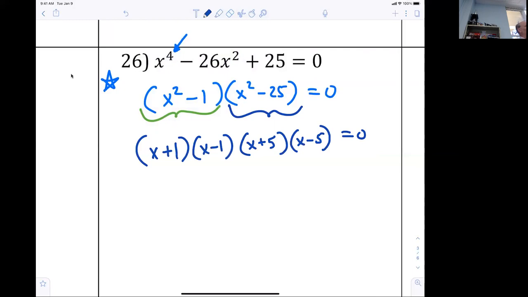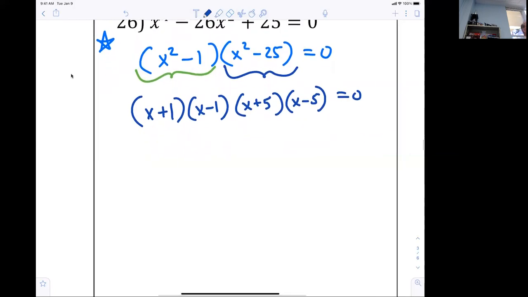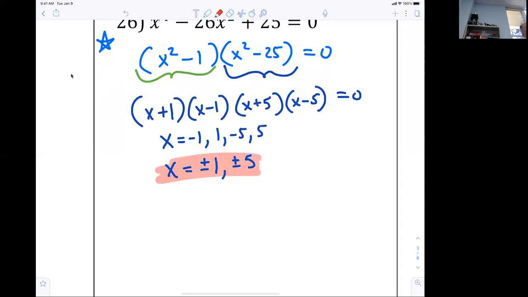Now from there, instead of writing it this way, here's how the average person would write it. x equals negative 1, 1, negative 5, or 5. Instead of writing it out like that, you're allowed to write plus or minus 1, comma, plus or minus 5. Notice the positive on top of the negative. That means positive 1 or negative 1, positive 5 or negative 5. This is traditionally how we write it. If for some crazy reason you decide to write it the other way, I don't have a problem. It's just not necessary.